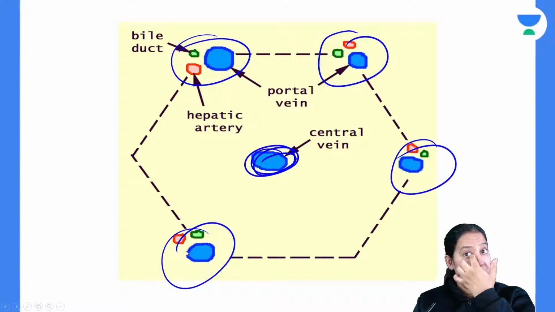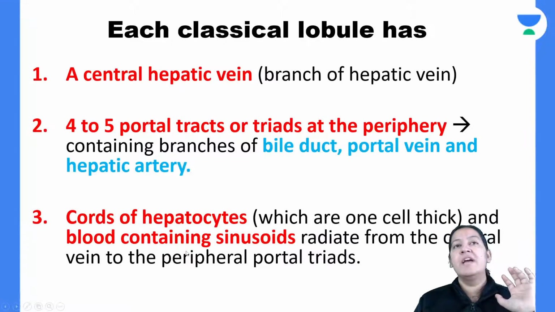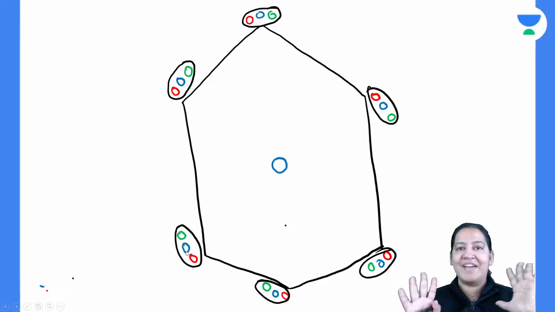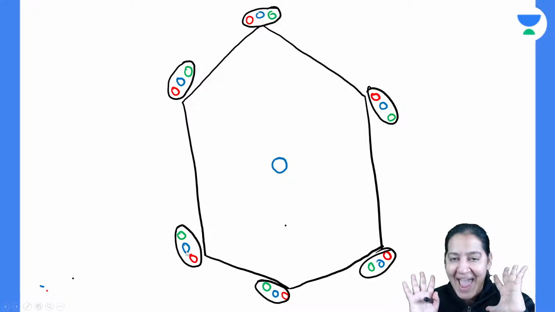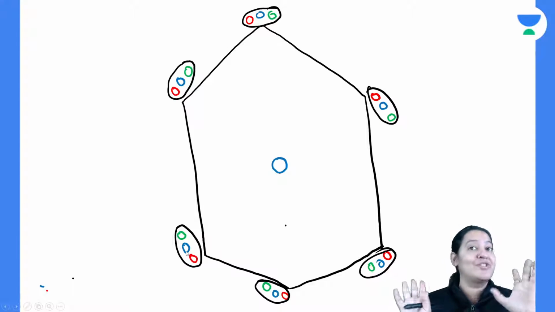So these are the portal triads which are present at the periphery. So that is the portal triad. This is the diagram I showed you yesterday also. This is a hexagonal lobule. Now you have to understand this lobule. Then only I will start the histopathology of hepatitis today.